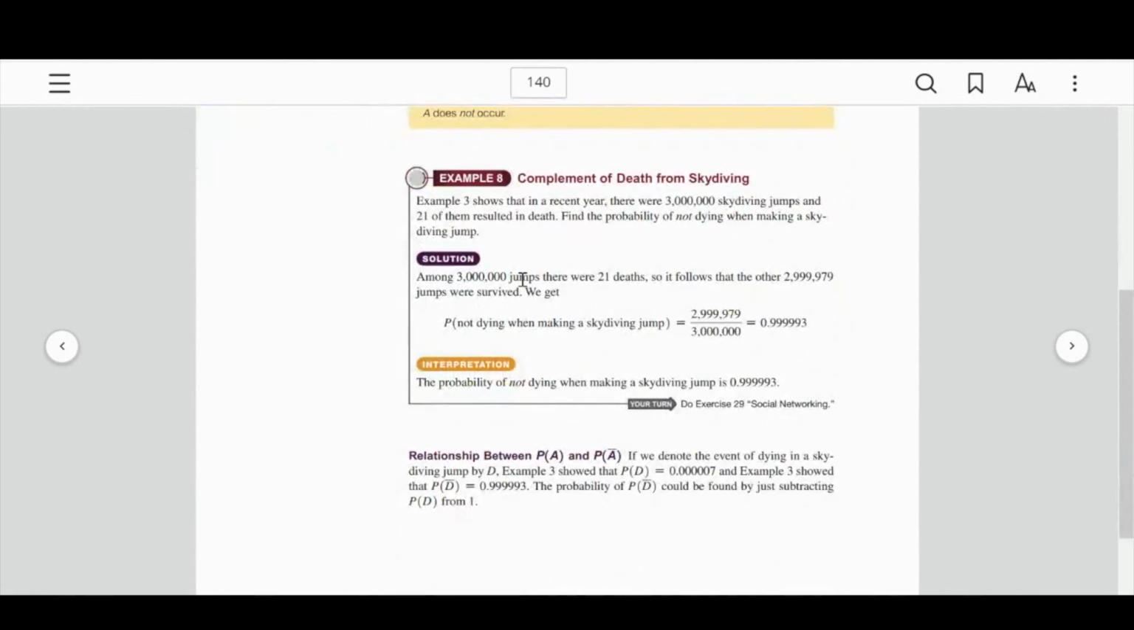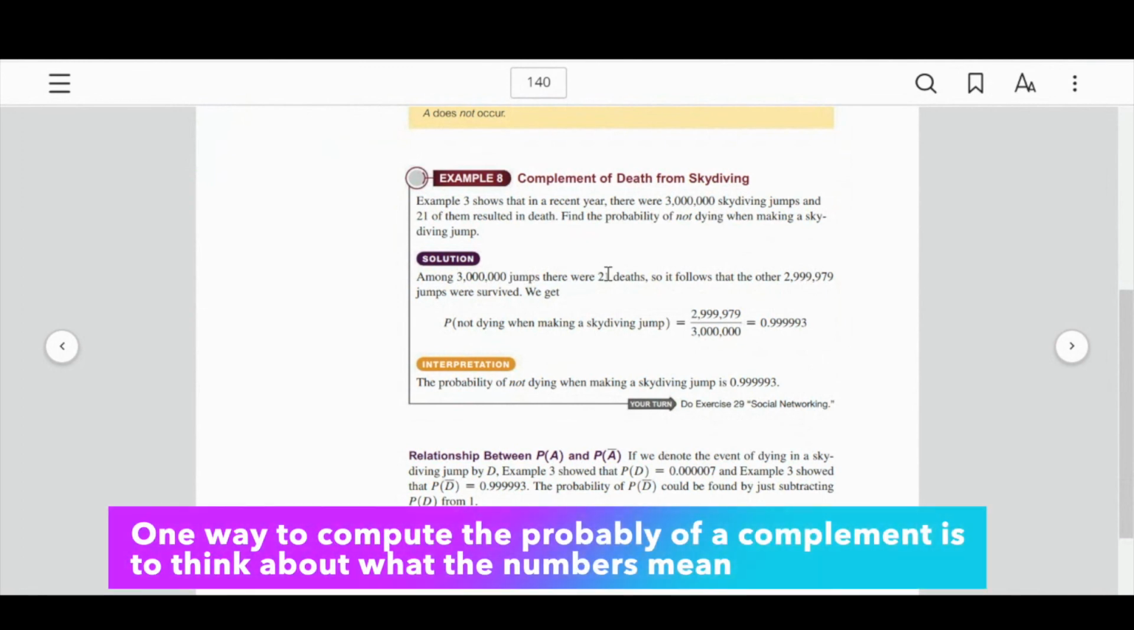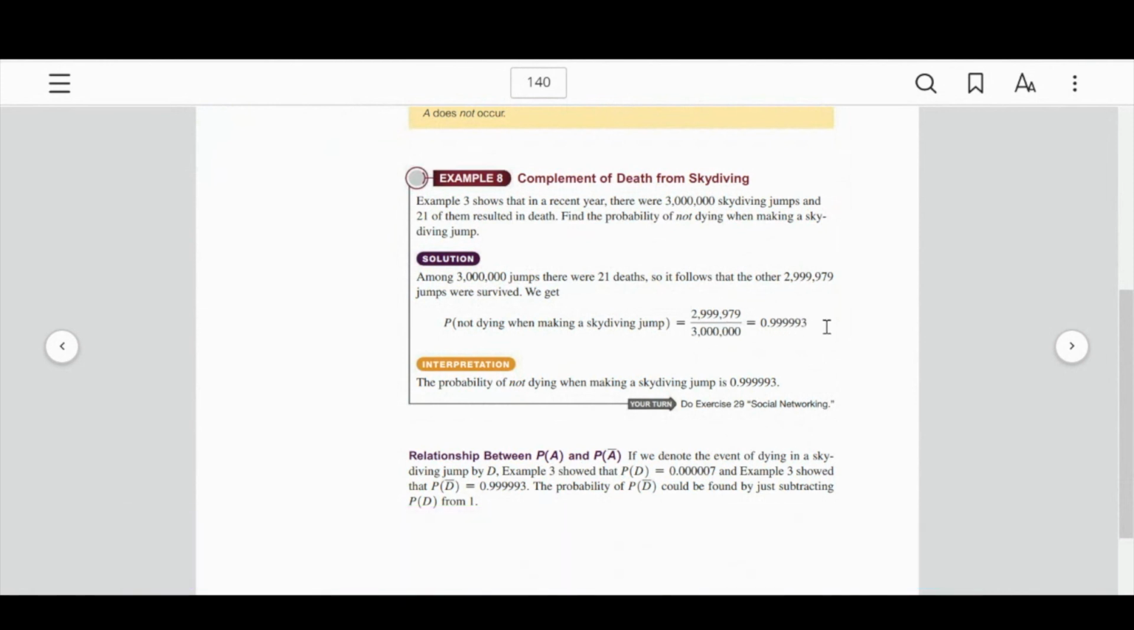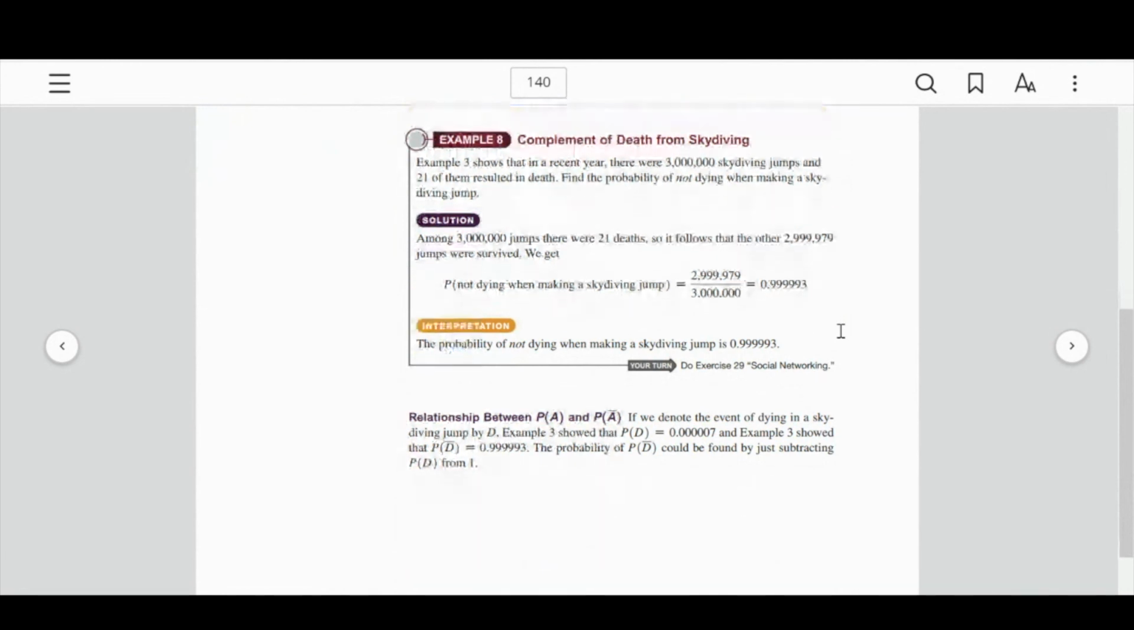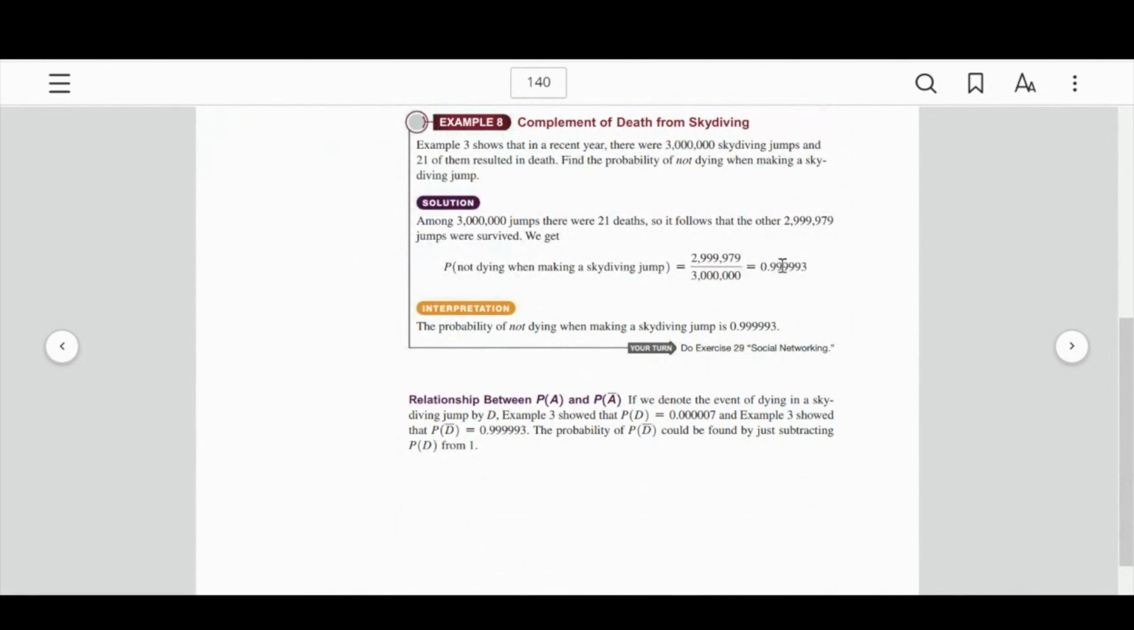And if you want to say, well, what's the complement of death in skydiving? Well, there were 21 deaths out of 3 million jumps. So how many were not deaths? You take 3 million minus 21. There were this many who didn't die. Lucky them. And what's the likelihood that you'll live? It's really, really high. We're not talking about broken ankles, though. We're just talking about deaths. No, I shouldn't say that. Skydiving is fun. You should try it. Wear good shoes. Yeah, right?